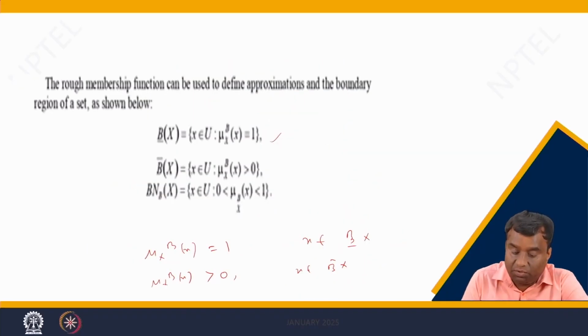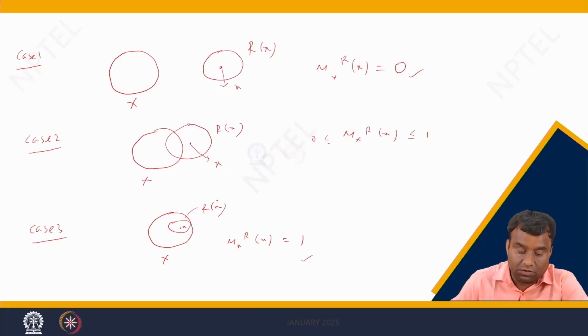So the rough membership function can be used to define approximation and boundary region. If the value of the rough membership function is 1, then x belongs to the lower approximation. If it is greater than 0, then x belongs to the upper approximation. If it is between 0 and 1, then x belongs to the boundary region. So there is a diagram. Suppose this is the element x, and that is the equivalence class Rx. Here the target set is X. If nothing is common, then it is 0. If there is something common, then it is between 0 and 1. If the relation is entirely within the target set, then the value is 1, just like the lower approximation.